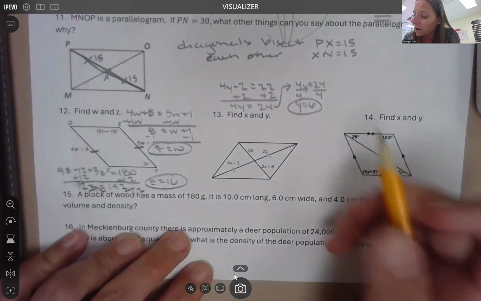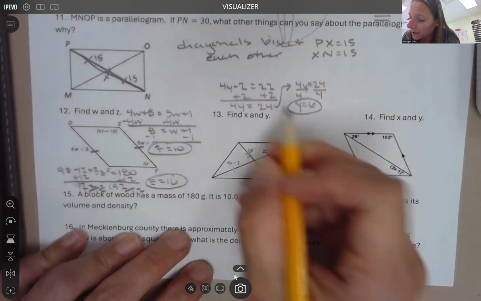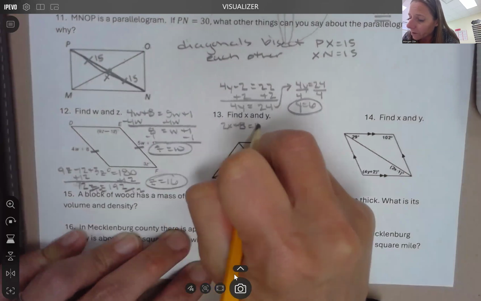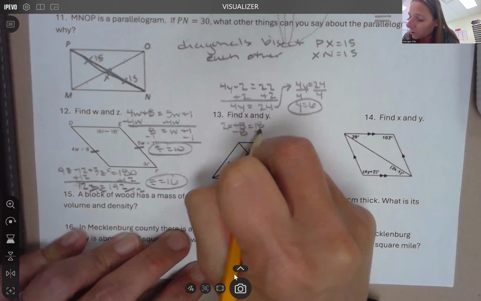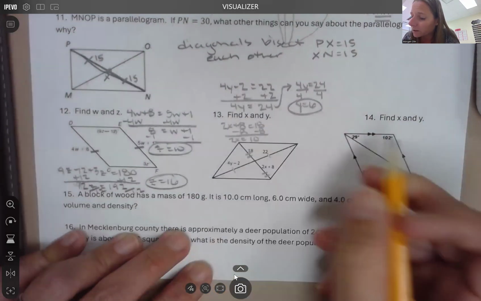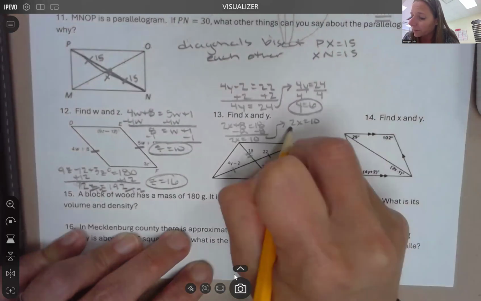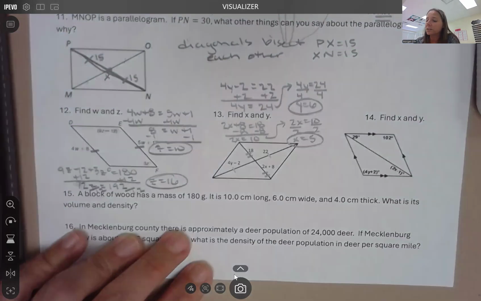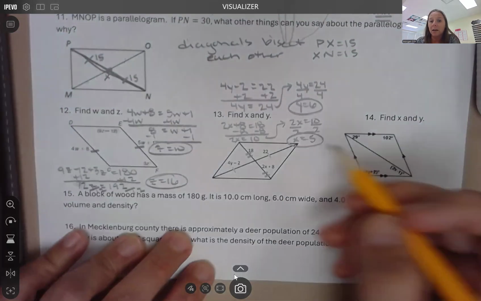All right, now these two are in parallelograms. So 2x plus 8 equals 18. All right, subtract 8. 2x equals, when I subtract 8, is 10. All right, so here 2x equals 10. And when I divide by 2, x equals 5. Now, just be careful if they ask you for a certain segment and they want you to plug it back in.